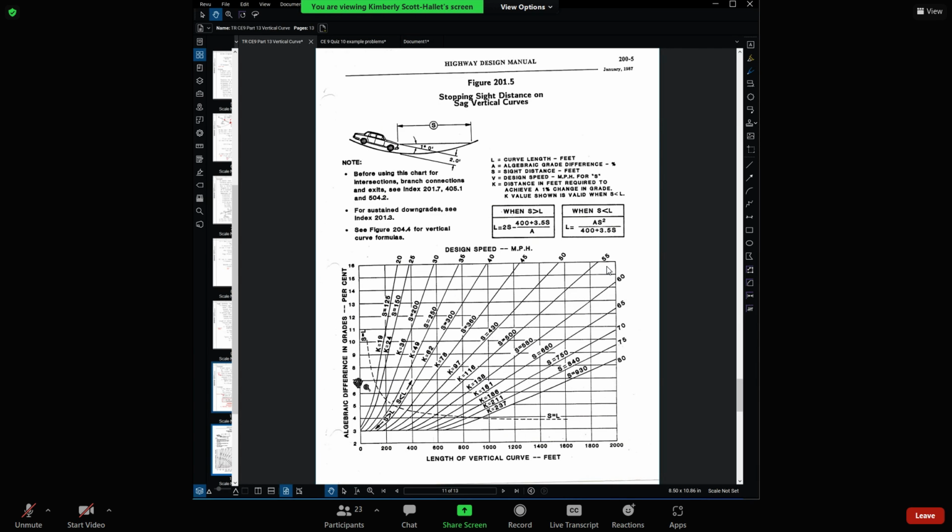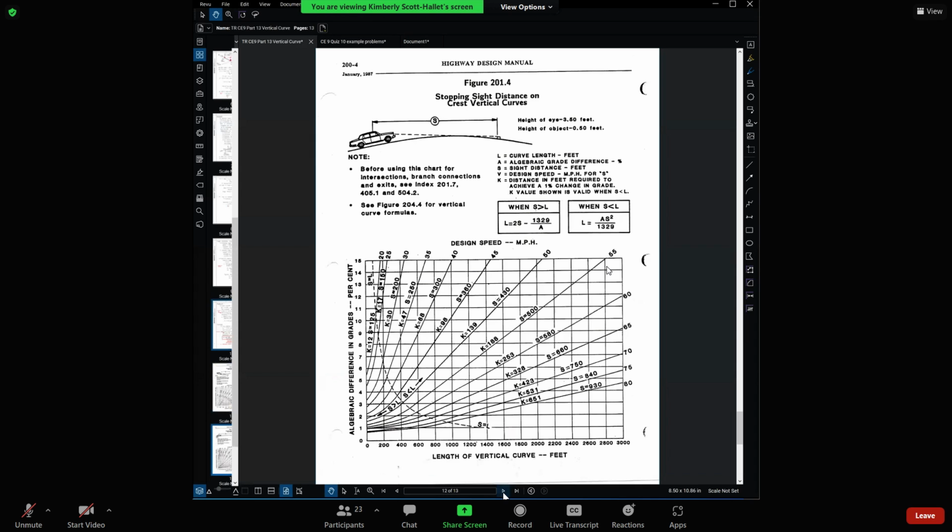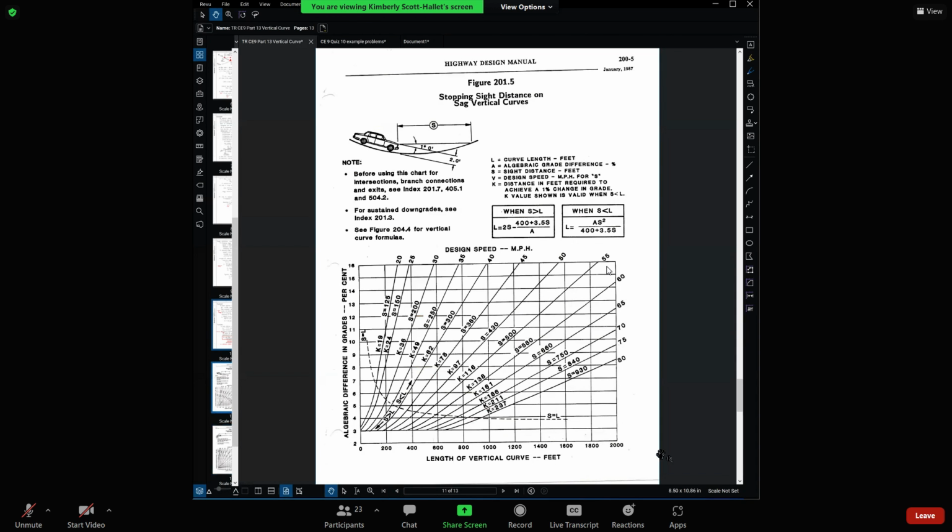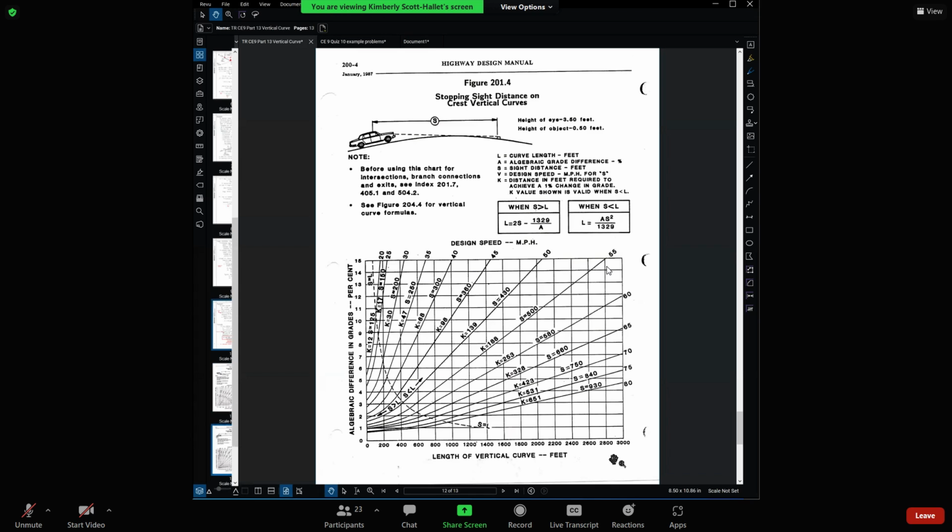Typically as I go up in my grades, I'm going to have longer and longer vertical curves. This is for a sag curve. There's a similar one here for a crest curve. If you just look at the bottom numbers, this goes from 200 to 2000, and this goes from 200 to 3000. Sight is a little bit more critical when you have a crest curve, so that sight distance gets a little bit longer with the same speed.